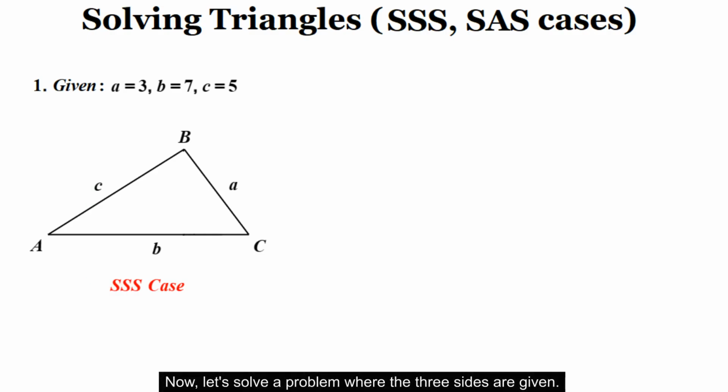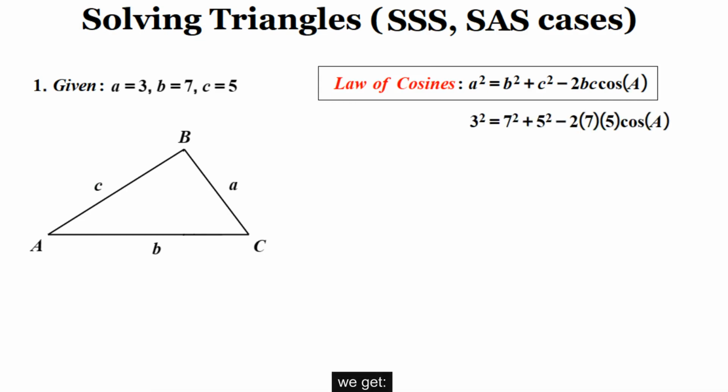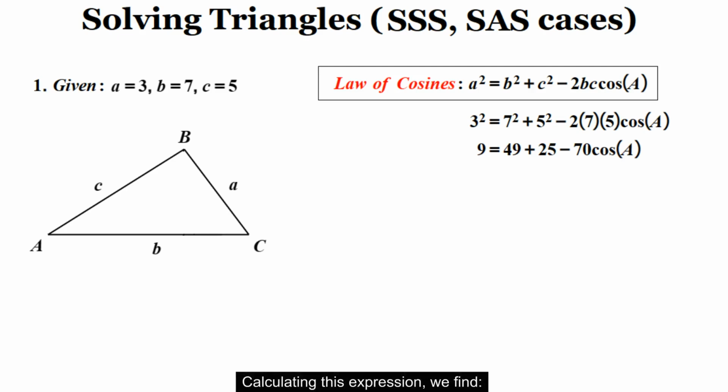Now, let's solve a problem where the three sides are given. Substituting the given numbers into our cosine law equation, we get. Calculating this expression, we find.